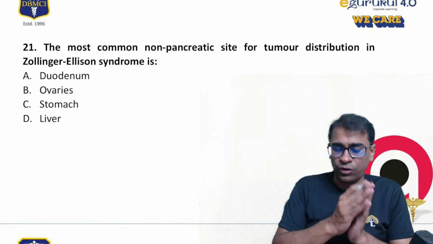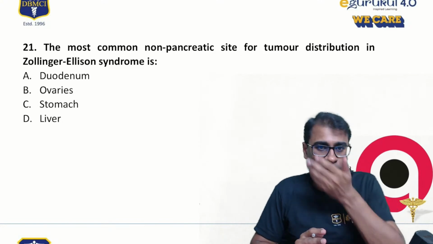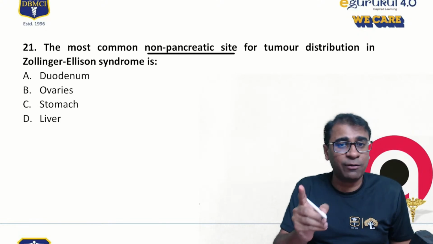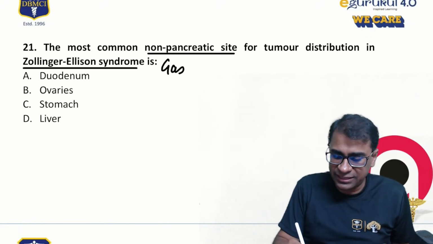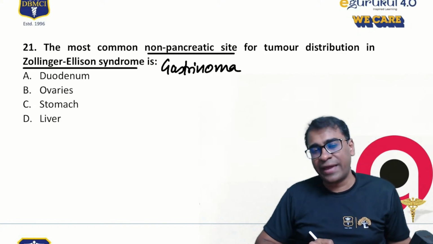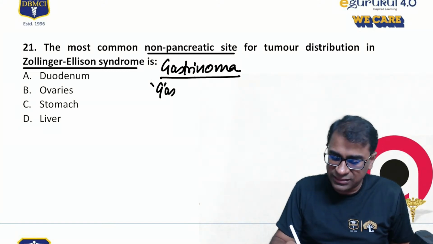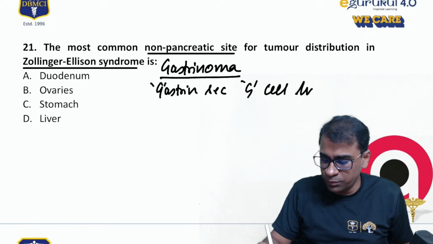Look, question number 21, all of you. The most common non-pancreatic site. I just told you about MEN syndrome, I teach you this. Zollinger-Ellison syndrome is nothing but gastrinoma. So what all happens in gastrinoma? Gastrinoma is a G cell tumor. It's a gastrin secreting G cell tumor, right?